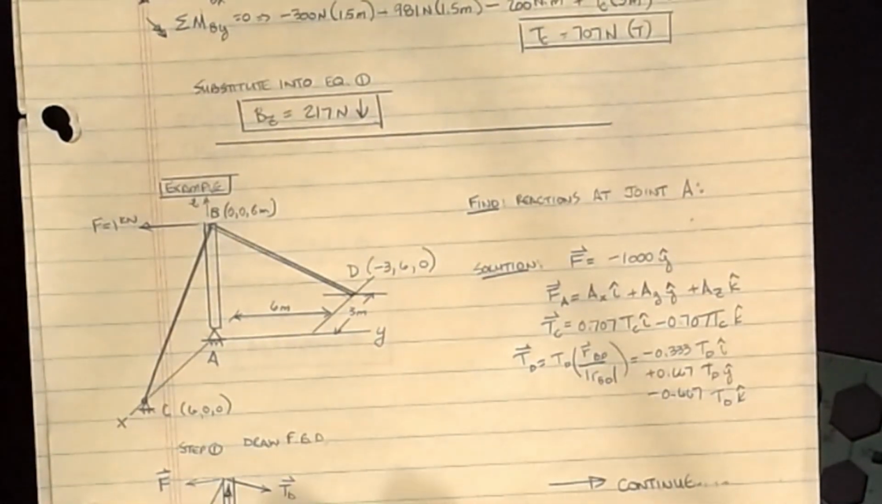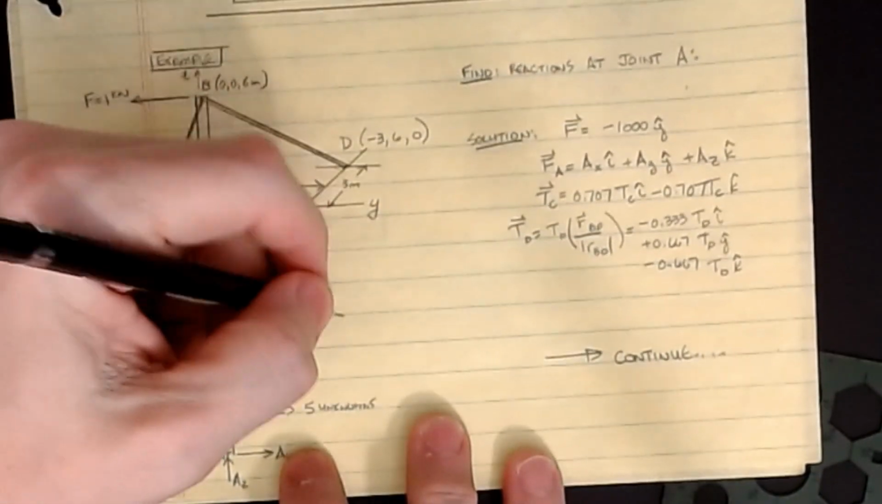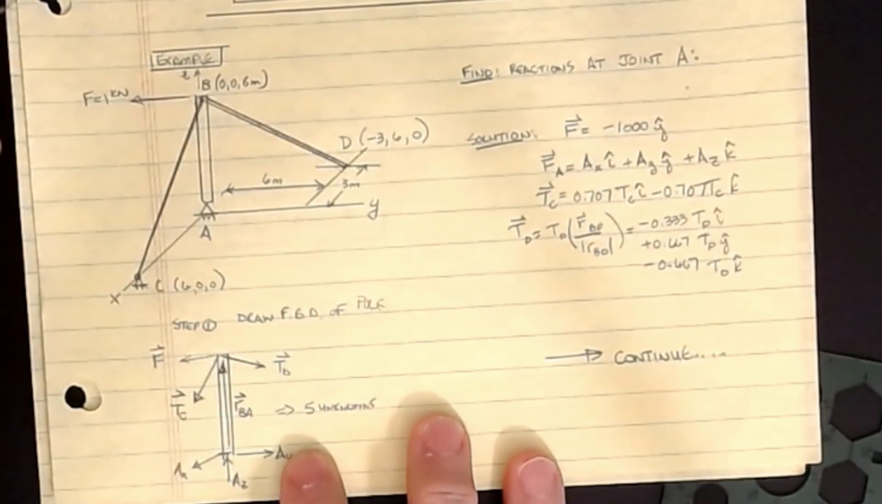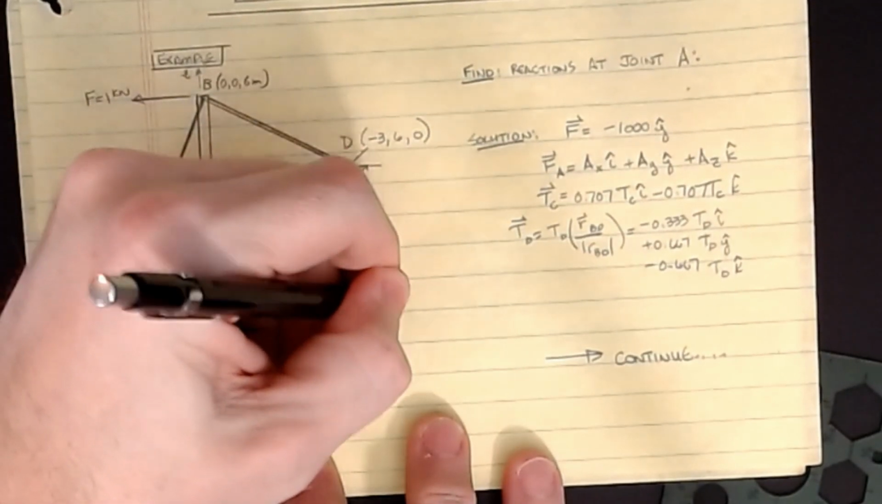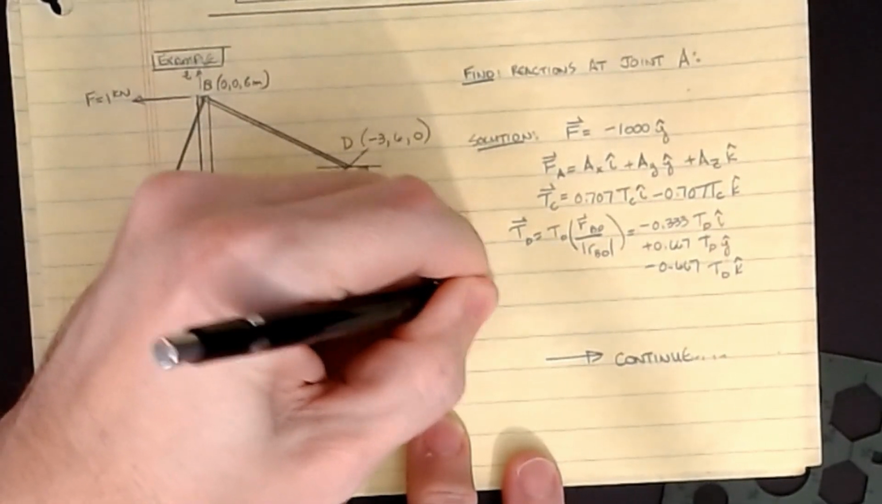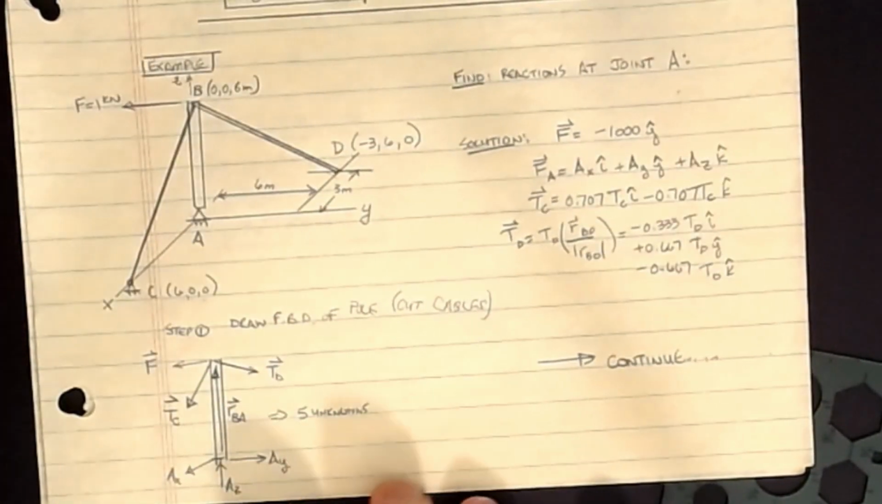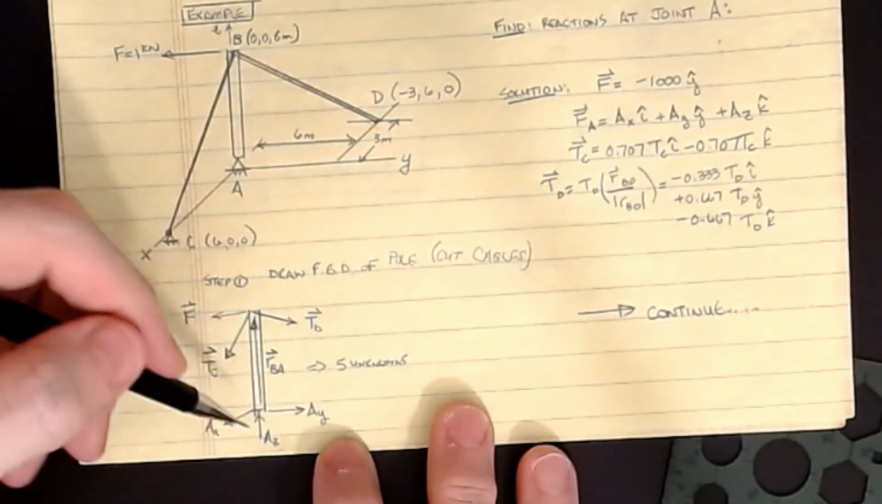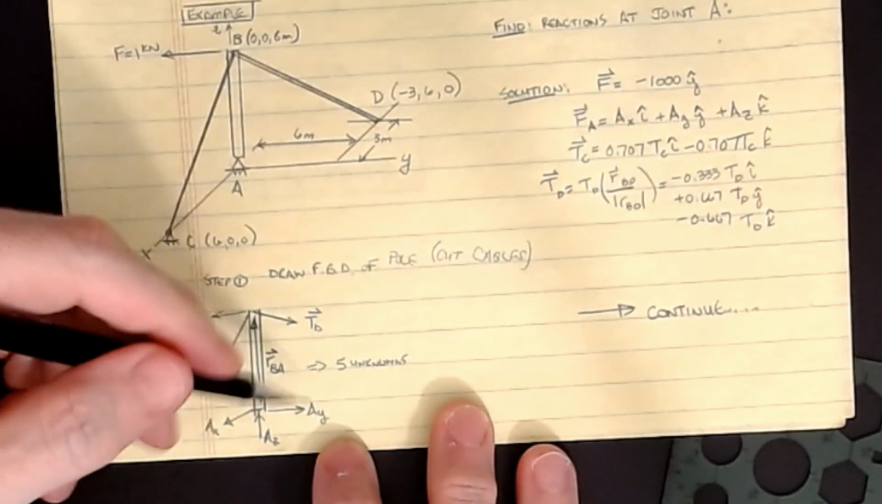So instead, what we're going to do is draw a free body diagram of the pole only, and we're going to cut the cables. Right, and if I do that, this free body diagram looks something like the following. So here's my AX, AY, AZ. That's the force reaction at A. I don't know those. That's what we want.